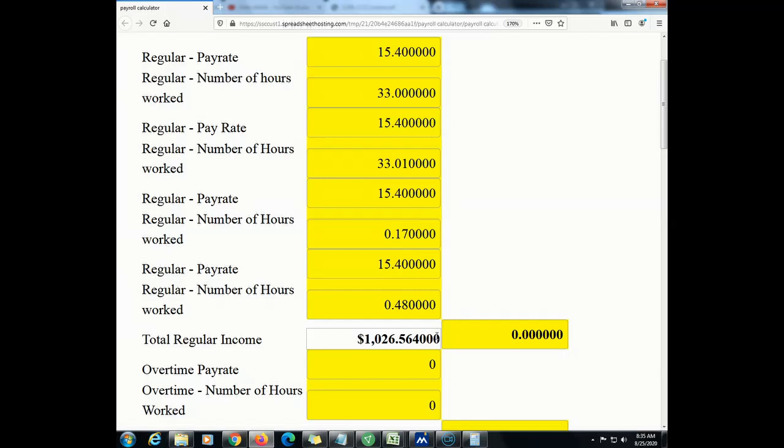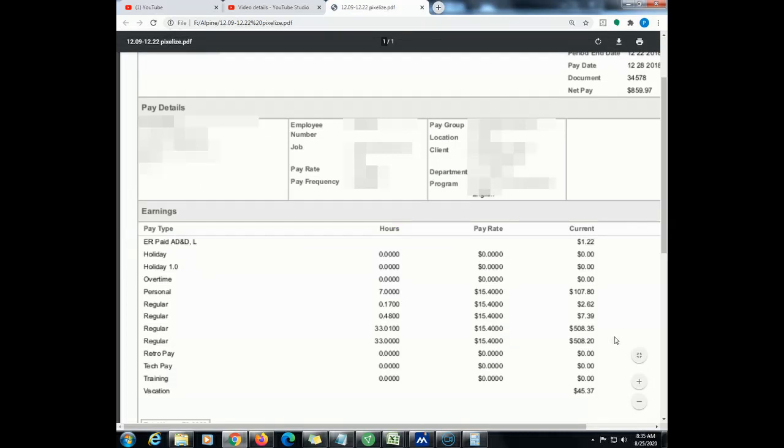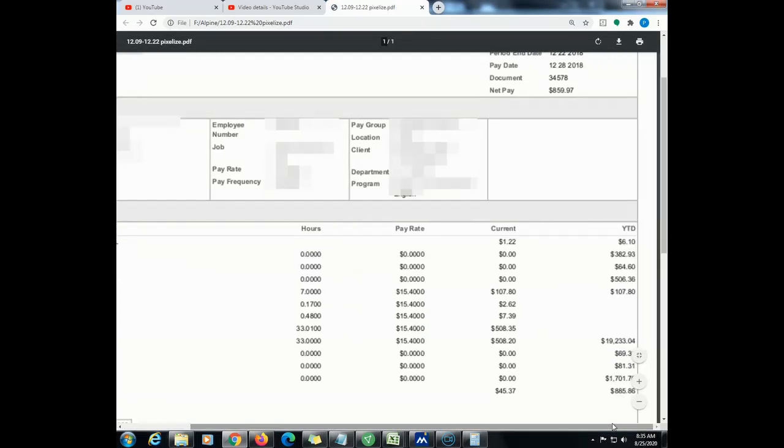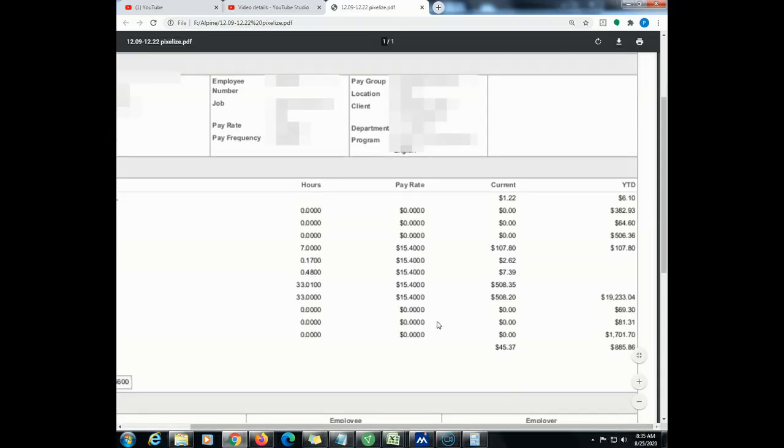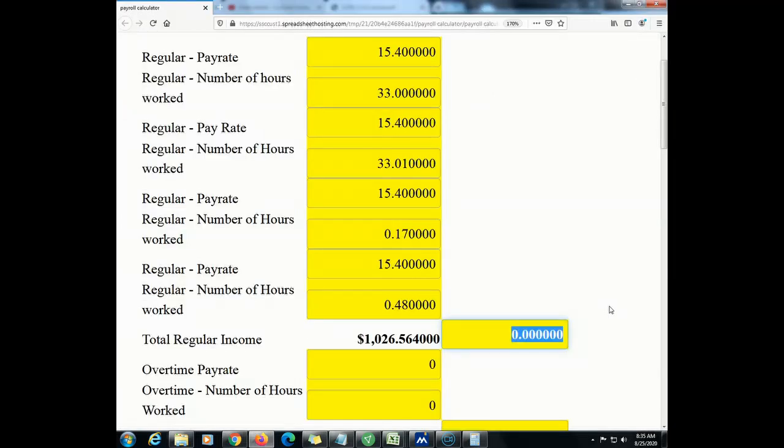Notice this calculator automatically figures out your total regular pay, which comes about $1,026.56. You will also need your YTD figure. This is your year-to-date figure, which will be carried forward from your last few pay stubs. So let's say your YTD figure is $19,233.04.